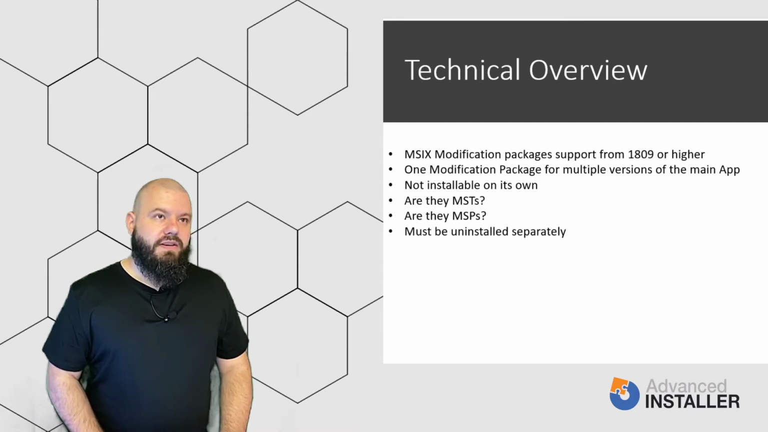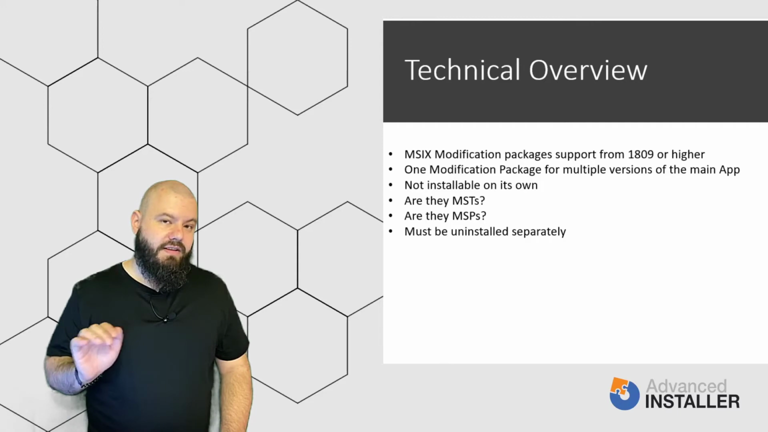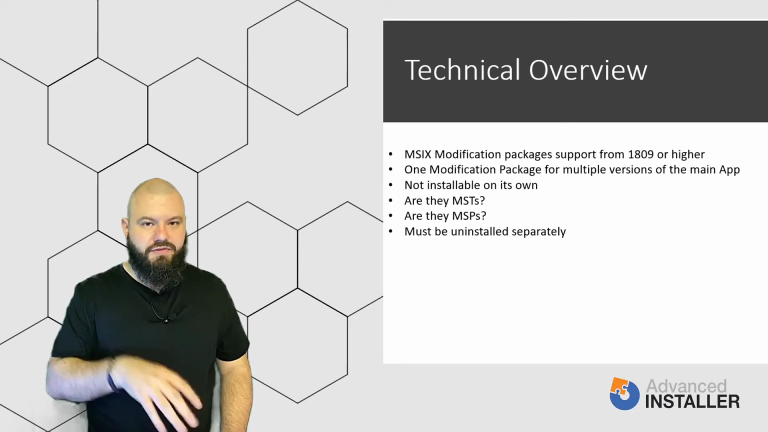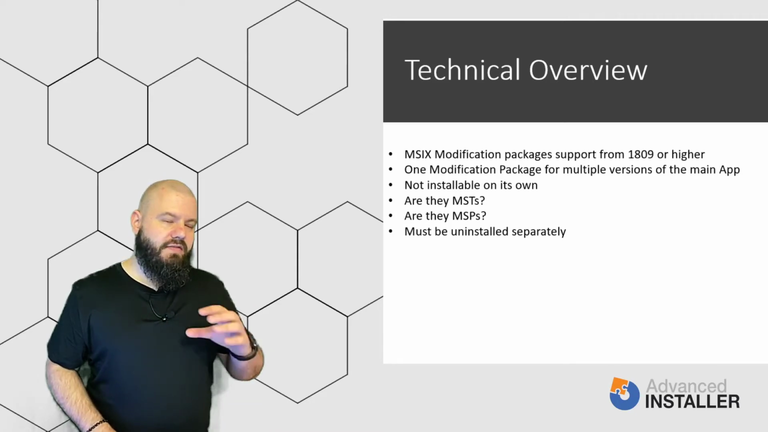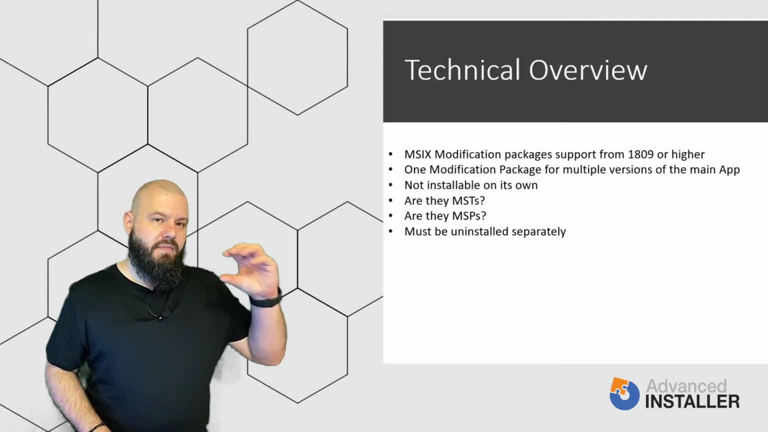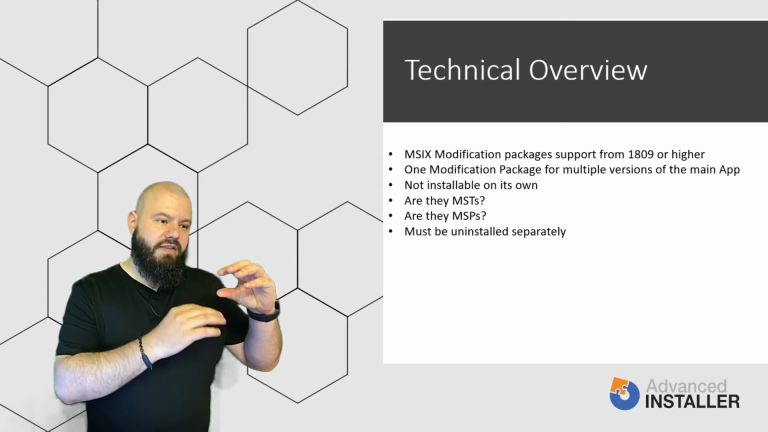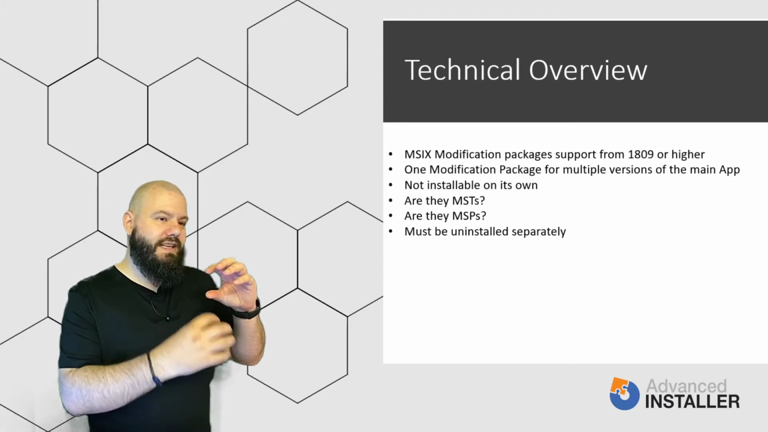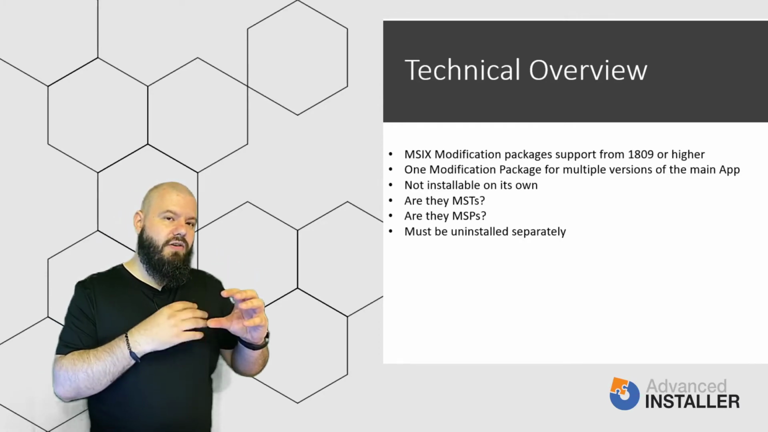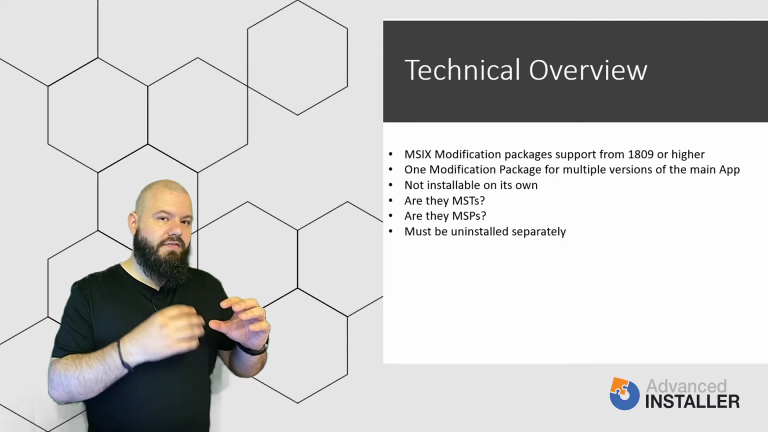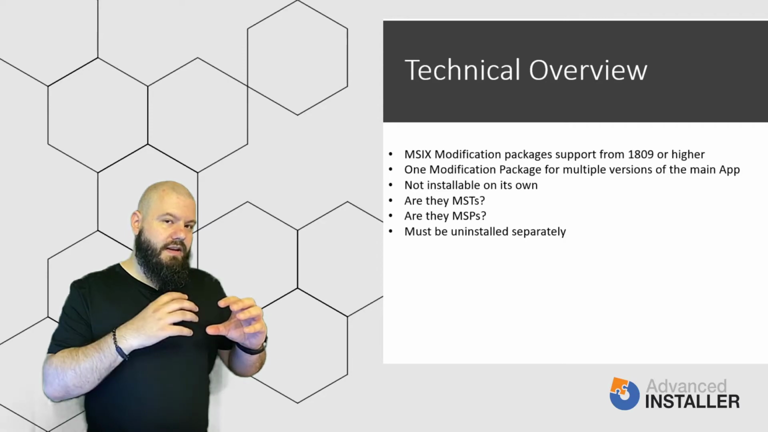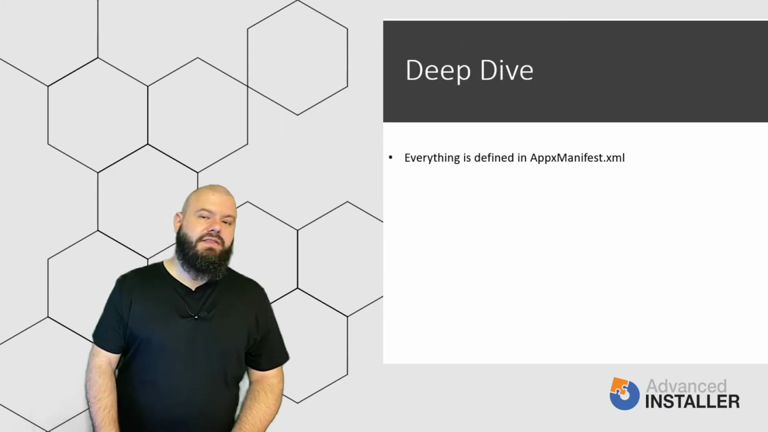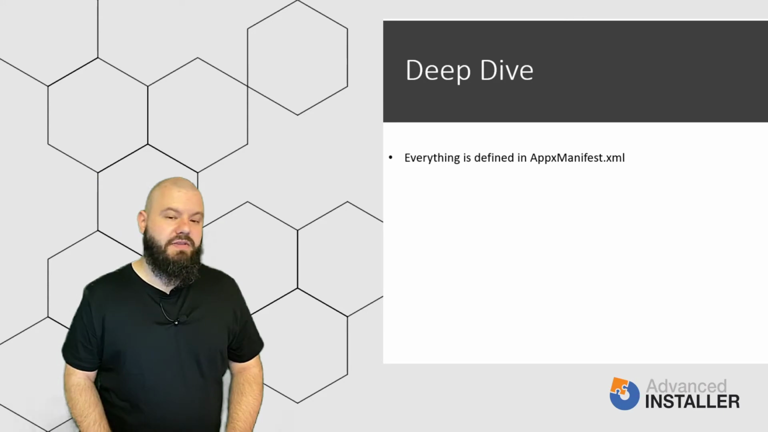One other topic regarding modification packages on a high level technical overview is how you uninstall them. When you install a modification package, in Add Remove Programs you have your main package, and underneath it you have your modification package. But if you uninstall your main package, that doesn't mean that the modification package itself gets uninstalled, because you can later on come with a new version of the main application and the modification package will be applied over it automatically. So let's have a bit of a deep dive on how modification packages work.